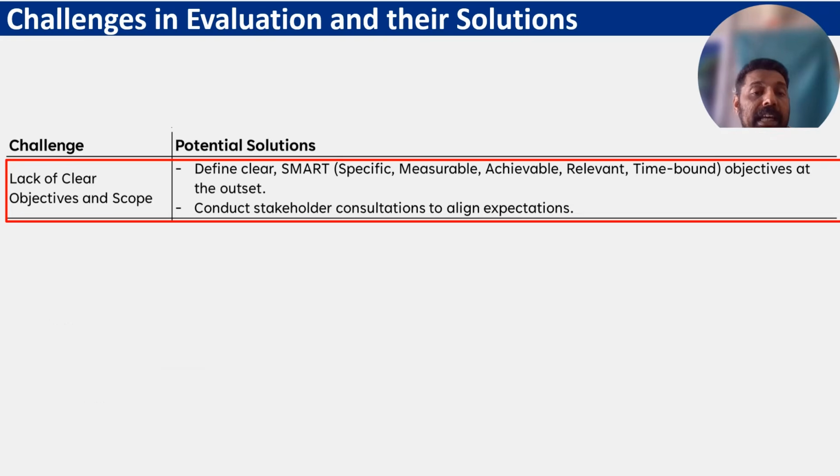For example, a lack of clear objective and scope. So define clear SMART objectives: specific, measurable, achievable, relevant, time-bound, at the outset, as we discussed in the previous slides also. Conduct stakeholder consultation to align expectations. That is very important. We need to discuss with them what their expectations are and what we need to achieve through this activity. There should be alignment between these things.